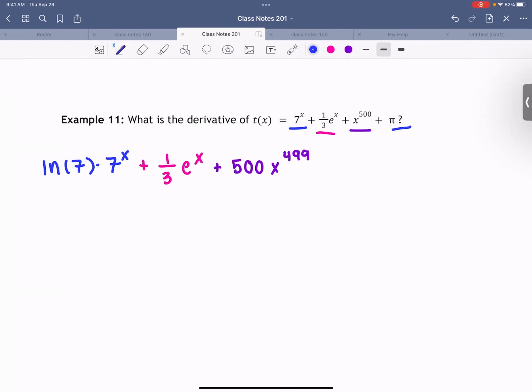And what's the derivative of pi? Pi is a constant. I think I heard it, James. Good. The derivative of any constant is 0. Okay, so pi, I know it looks kind of weird, but it is a number. Cleaning this up a little bit, we have ln of 7 times 7 to the x plus 1/3 e to the x plus 500x to the 499th power.